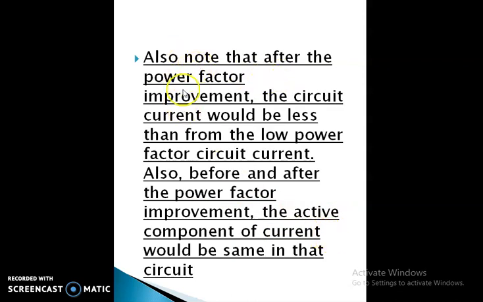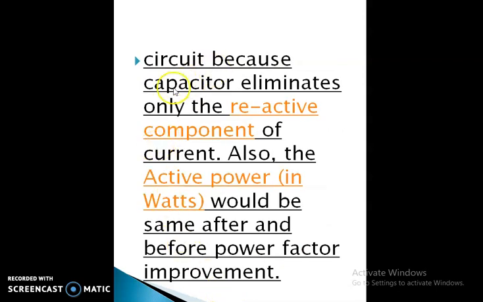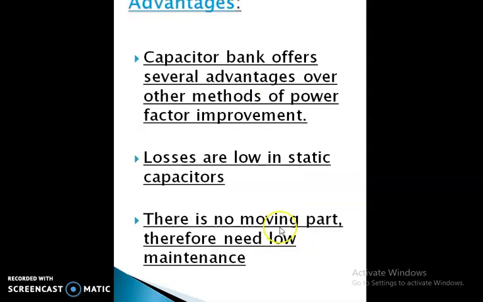Also note that after the power factor improvement, the circuit current will be less than the low power factor circuit current. Also, before and after the power factor improvement, the active component of the current would be the same in that circuit, because the capacitor eliminates only the reactive component of the current. Also, the active power in watts would be the same before and after power factor improvement.